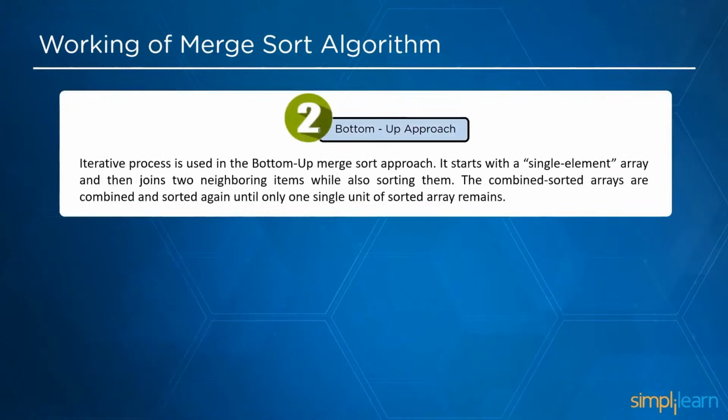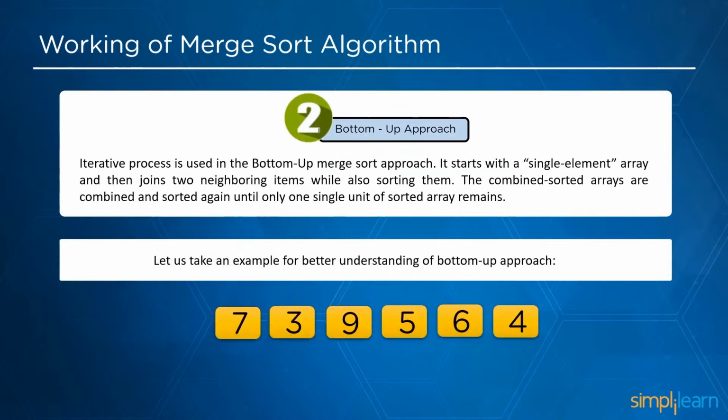Next, we will understand the bottoms-up approach. An iterative process is used in the bottoms-up merge sort approach. It starts with a single element array and then joins 2 neighboring items while also sorting them. The combined sorted arrays are combined and sorted again only until one single unit of the sorted array elements remains.